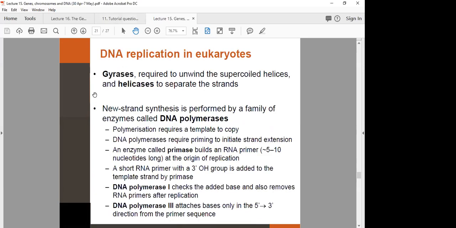Okay, we're going to look at DNA replication in a lot more detail. And we're going to consider DNA replication in eukaryotes, so animals and plants.